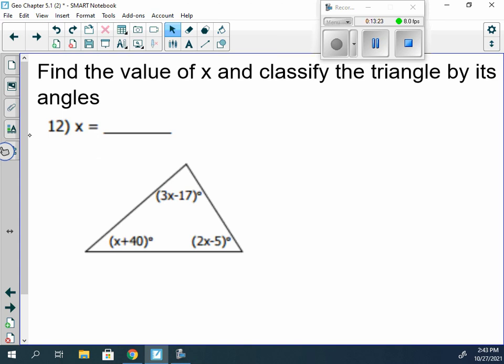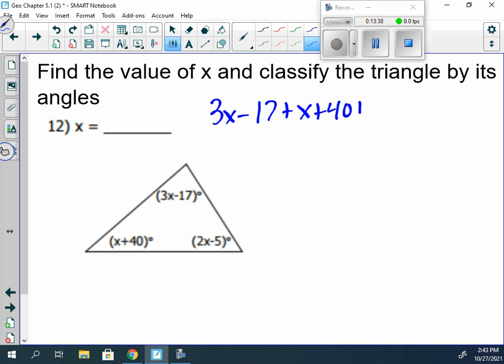This one here, now we have 3 expressions with variables, yes? But they all add together to be 180. So we can say 3x minus 17 plus x plus 40 plus 2x minus 5 is equal to 180. Well, here we have 3 expressions with variables.